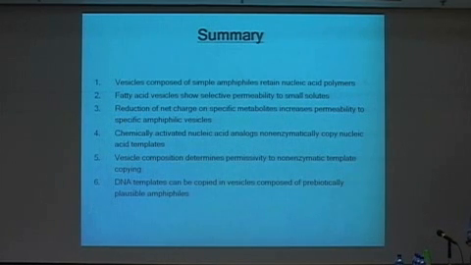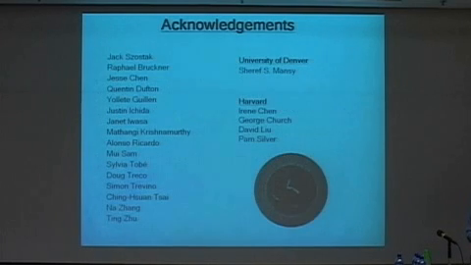So this is my summary, which is that we have vesicles of mixed various amphiphile compositions that are able to retain nucleic acid polymers. They have selective permeability to small solutes. If we reduce the net charge, either with magnesium or, in the case of our chemically activated substrates, with imidazole on the 5' monophosphate, that increases the permeability. We can use these activated analogs to copy nucleic acid templates. The vesicle composition determines permissivity to the copying reaction, and we can get this to happen in prebiotically plausible amphiphiles.